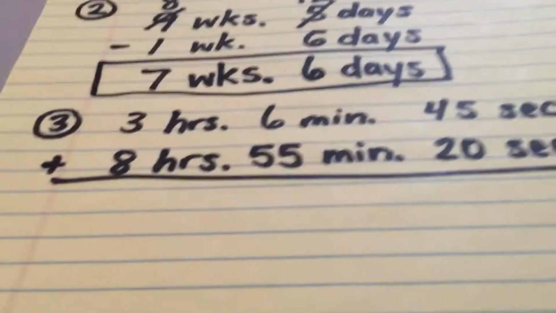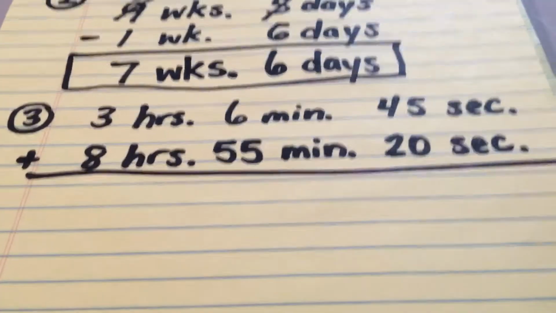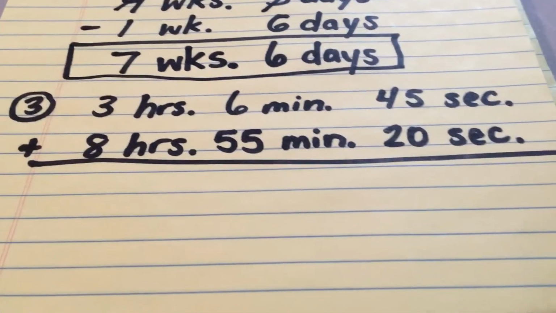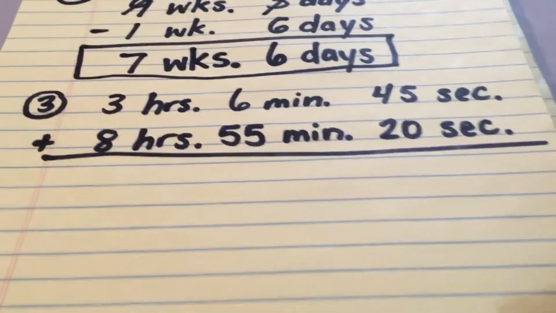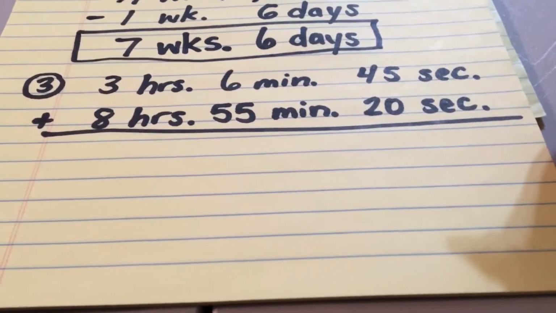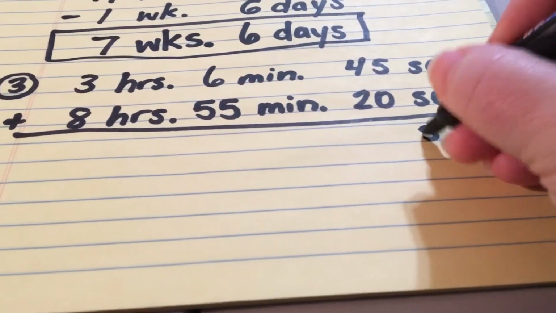Let's look at this last one. Let's box this in so it doesn't get confused with our new problem. Okay, for this one, I got a biggie. 3 hours, 6 minutes, 45 seconds, plus 8 hours, 55 minutes, 20 seconds. Well, we're not subtracting, so we're not going to have to regroup to add, right? However, you're going to see some things are going to happen.